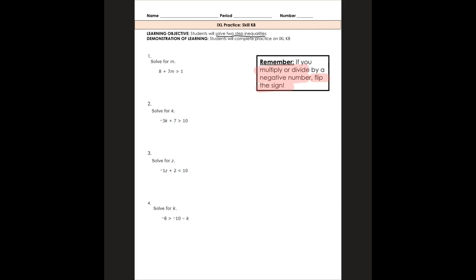Otherwise, we're just doing what we call inverse operations. And when we do inverse operations, remember that addition and subtraction come before multiplication and division. So, number 1, we have 8 plus 7m is greater than 1. We need to get rid of this 8 first because it is adding. So the opposite of plus 8 is minus 8 to both sides.